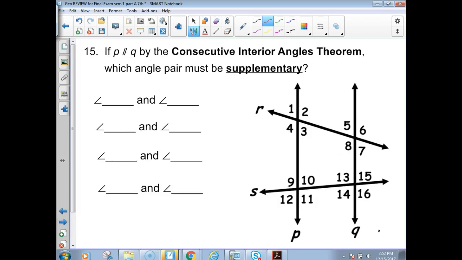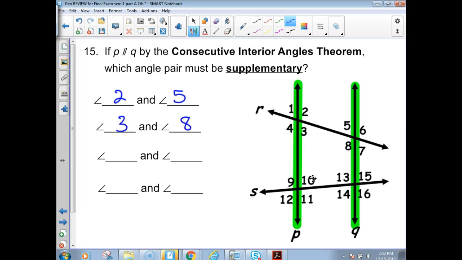15, it says P parallel Q by the consecutive interior angles theorem. Which angle pair must be supplementary? Well, if P and Q are parallel, what are the angles that are between the lines on the same side of the transversal? So that's going to be stuff like angles 2 and 5. Let's just go down the line. 3 and 8. 10 and 13. And then also 11 and 14.